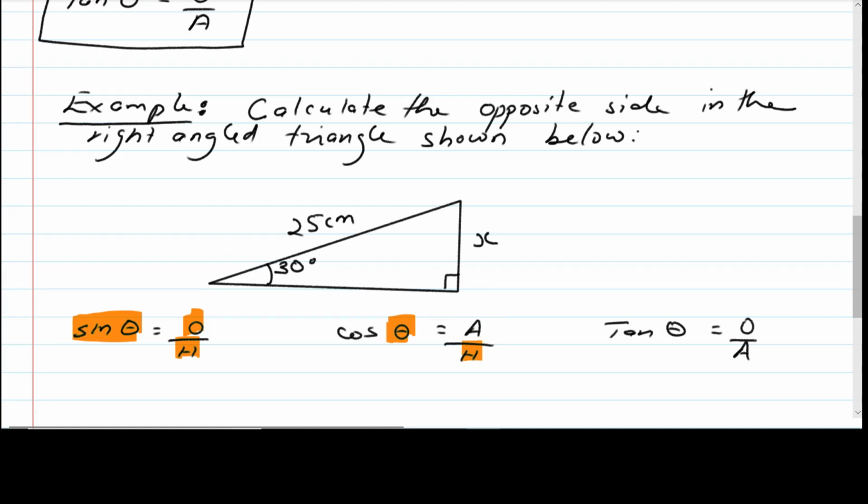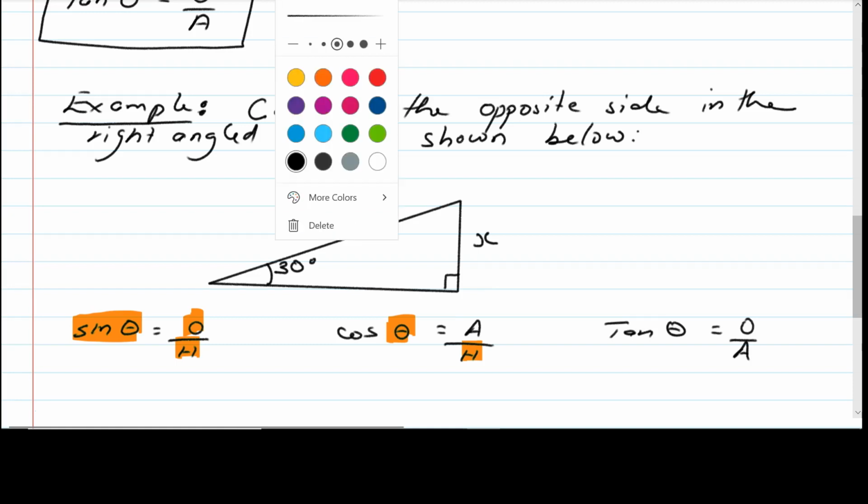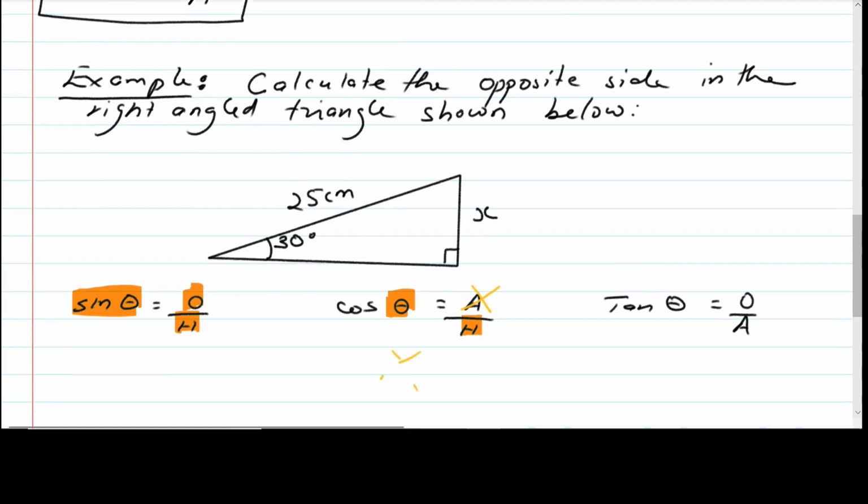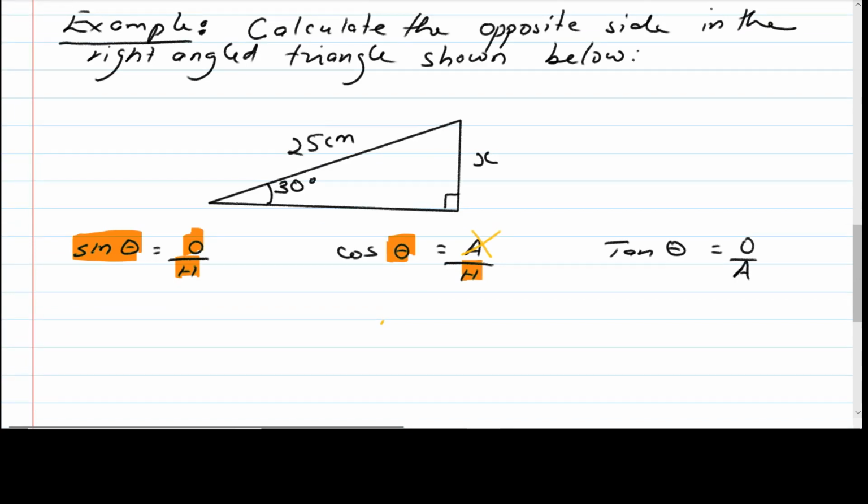In other words, I don't know what the adjacent side is, so I can't use this. And over here, although I have the angle and I have the opposite side, I don't have the adjacent side, so I can't use this either. So the one that I'm going to use is this one over here. So you will need to decide what is given to you and what is not.